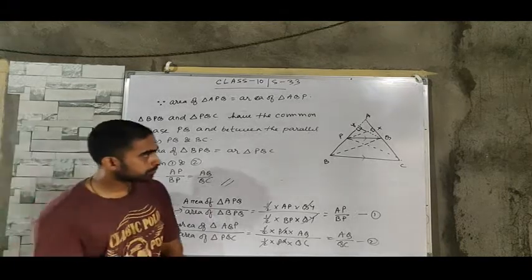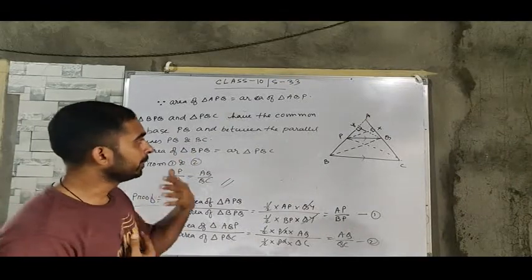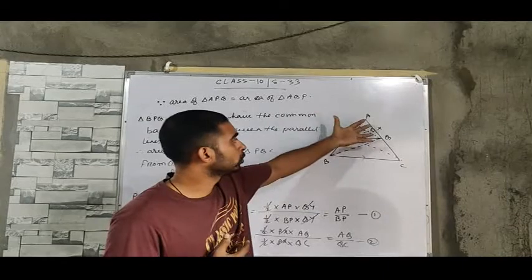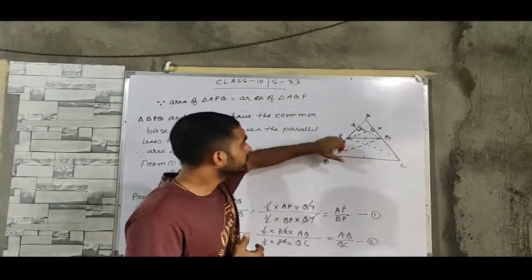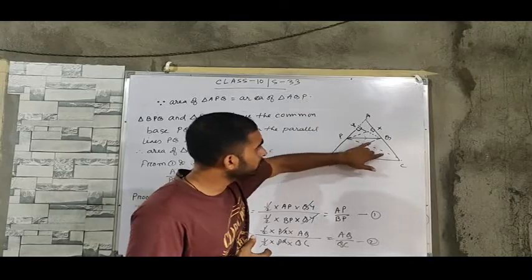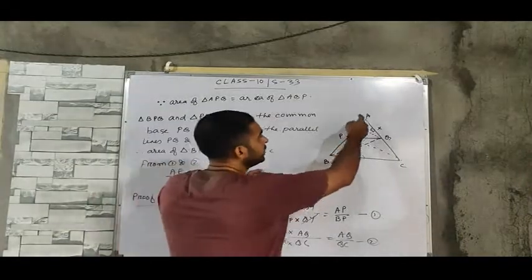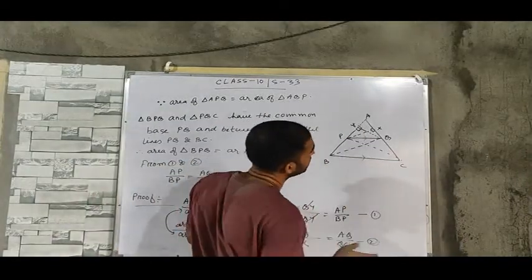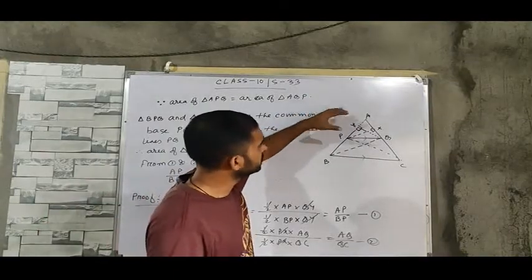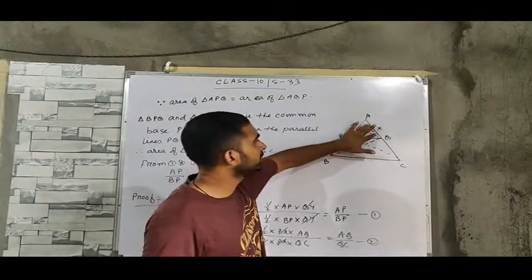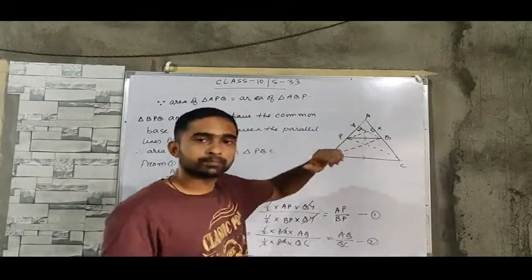Moreover, if in a triangle a line is parallel to a side, then we can say not only that AP by PB equals AQ by QC, we can also say that AP by AB equals AQ by AC, and that BP by AB equals QC by AC. Anything we can say. Conversely, suppose the values are given, and the question is to prove whether the lines are parallel or not.